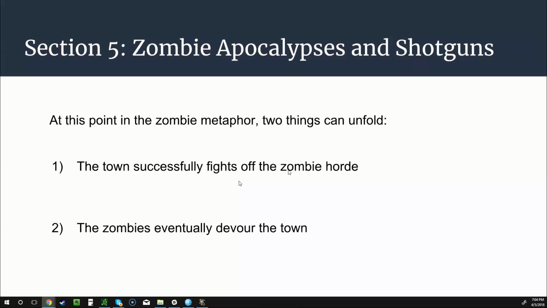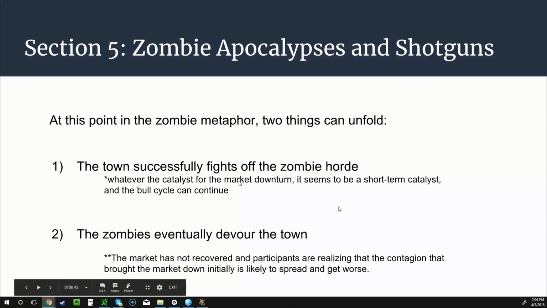So at this point, two things can unfold once the panic really comes in. It can either subside, so your town fights off the zombie horde in this case, or it can infect the rest of the market, and the whole market can turn into a bear market, which would be the zombies devouring the town in our scenario here.